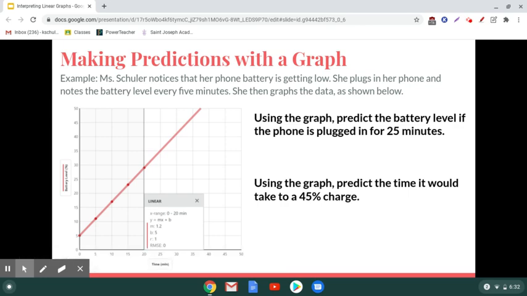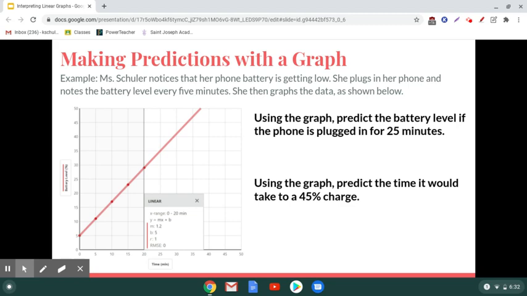All right, so here we're going to be talking about making predictions using both a graph and an equation. We're looking at our phone charging example still, and the first question says, using the graph, predict the battery level if the phone is plugged in for 25 minutes. Now you'll notice whenever we have a prediction, I'm going to give you something and you have to find the other. In this case, I give you a time of 25 minutes. You have to find the battery level.